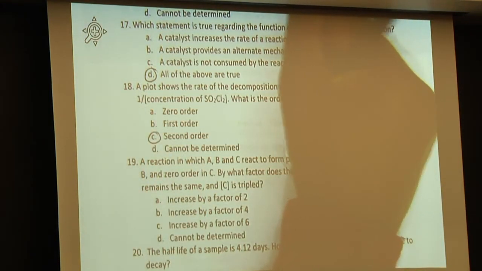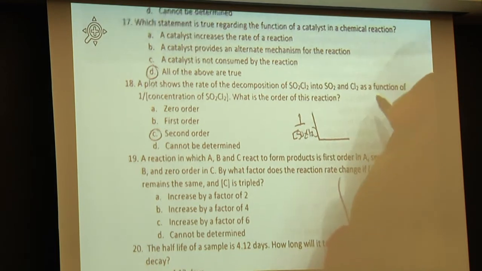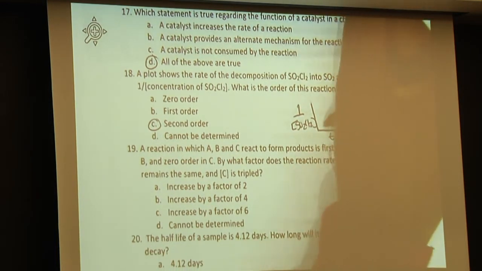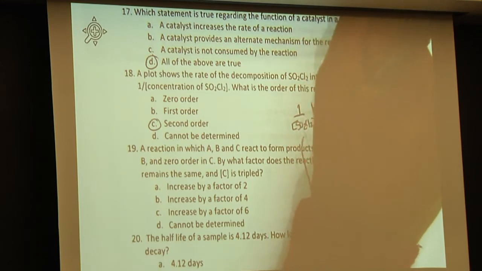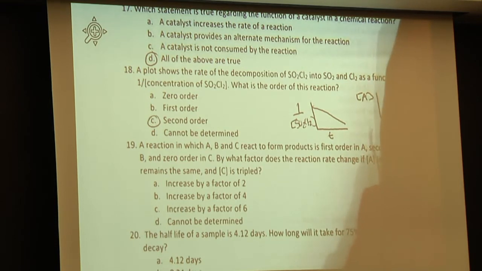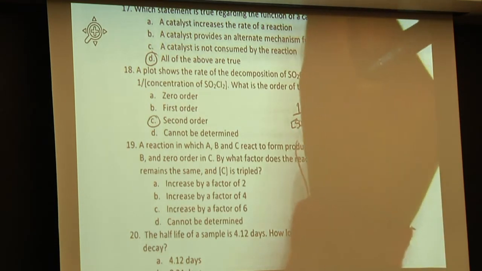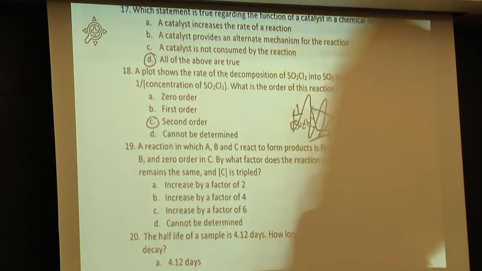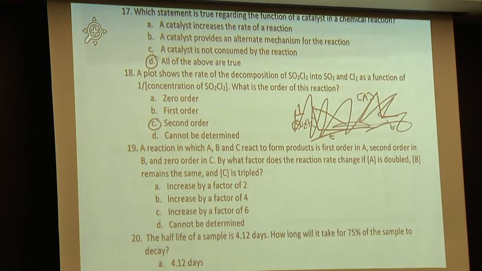So it's 1 over concentration of SO2Cl2 as a function of time. If it was just concentration, it would be 0 order, and it would be a positive or negative slope? Negative slope. If it was ln of the concentration versus time, what would it be? First order, and that would be positive or negative slope? No, negative slope. That's why I drew this wrong. Second order is positive slope, 1 over.